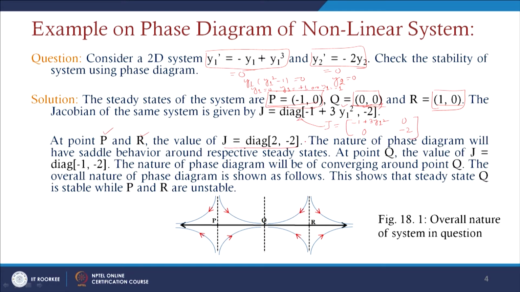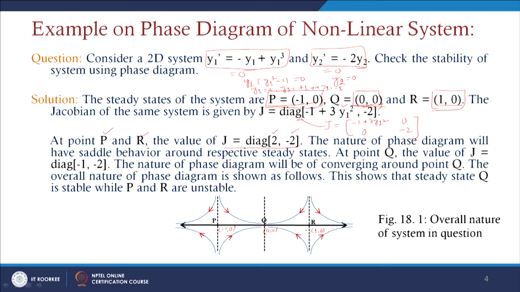This means that along the x axis it has a positive value, and along the y coordinate it has a negative value. And if you look at the nature of the phase diagram here, we will have saddle behavior around the respective steady states. Here p is the point (-1, 0), q is the point (0, 0), and r is the point (1, 0).